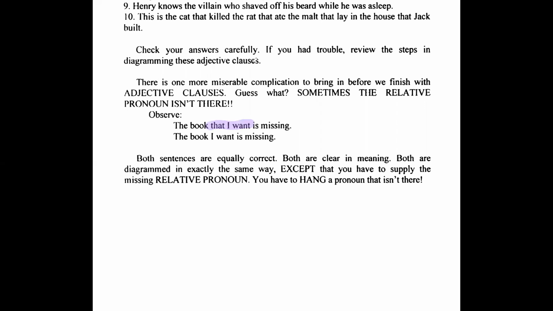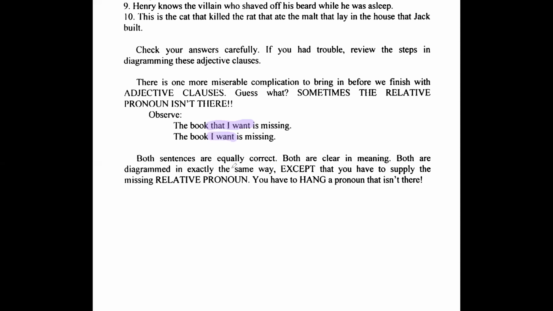I is the subject, want is the verb, and that would be the direct object if you were to diagram it. But look at the second example. The book I want is missing. The that has disappeared. This is grammatically correct. Okay, just the relative pronoun is taken out. This is still the adjective clause.